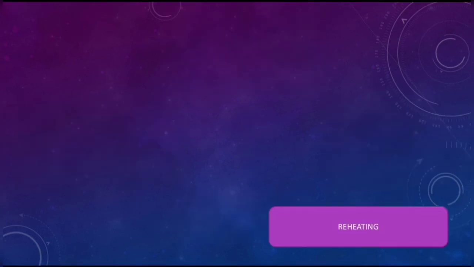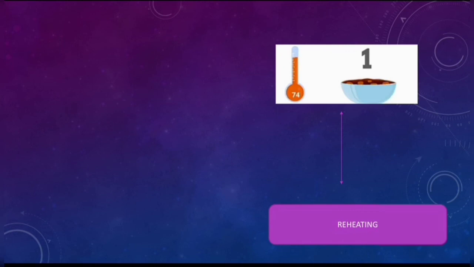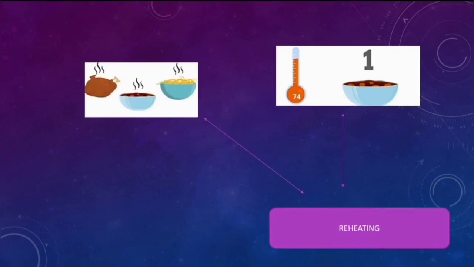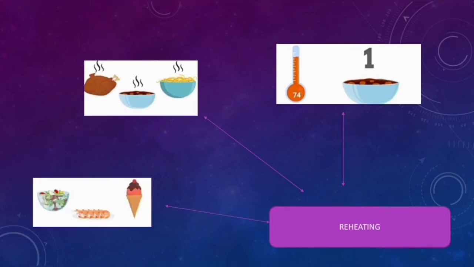The last process is reheating. The more a food is processed, the greater the risk of contamination. The food must reach 74 degrees Celsius or above for 15 seconds, and reheat the food only once. Do not leave the food at room temperature. Always remember to keep hot food above 60 degrees Celsius and keep cold food below 5 degrees Celsius.